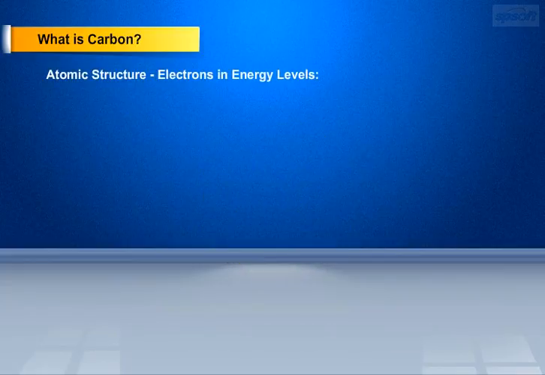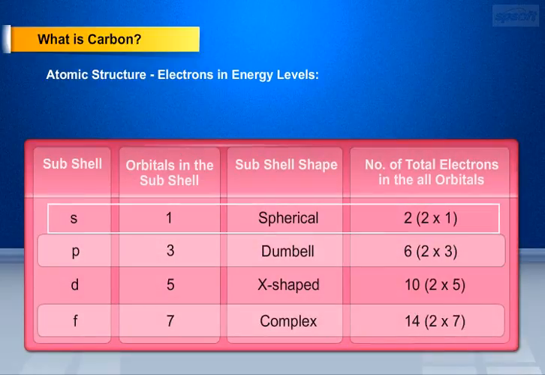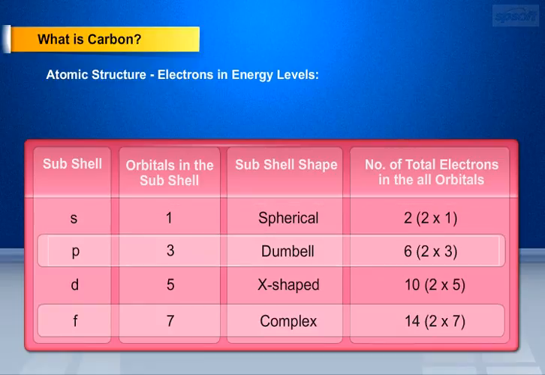Let us see the general atomic structure of electrons in energy levels. The subshell S, which is spherical in shape, has 1 orbital and contains a maximum of 2 electrons. The subshell P, which is dumbbell in shape, has 3 orbitals and contains a maximum of 6 electrons. The subshell D, which is X-shaped, has 5 orbitals and contains a maximum of 10 electrons. The subshell F, which is complex in shape, has 7 orbitals and contains a maximum of 14 electrons.